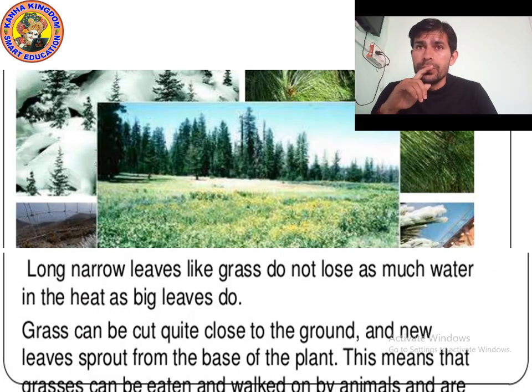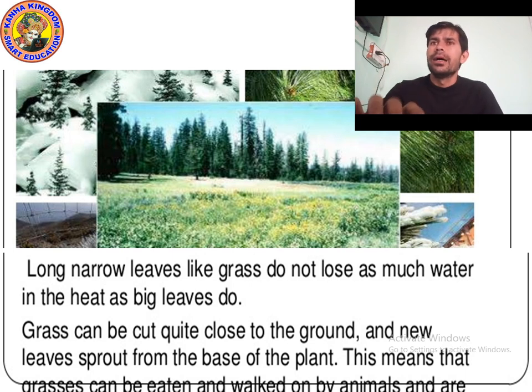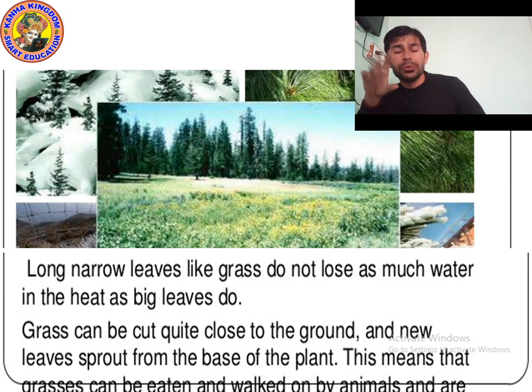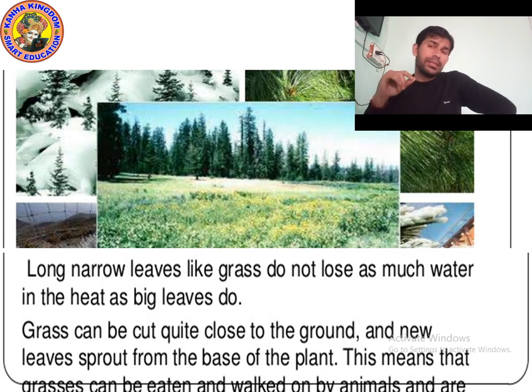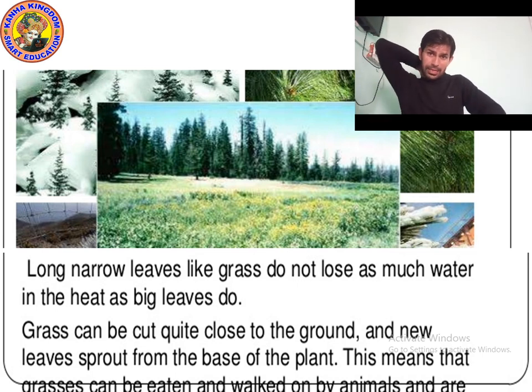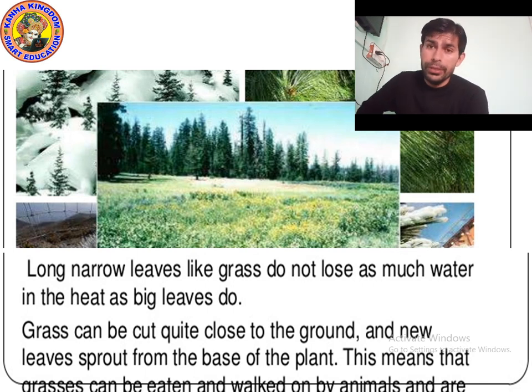Okay, as you can see, I have shown you the picture of a grassland area and a snow area. In the snow area, different animals live. They have long hair, white fur, and a white body. They also have different features to protect them.